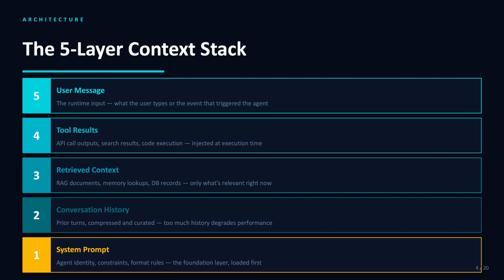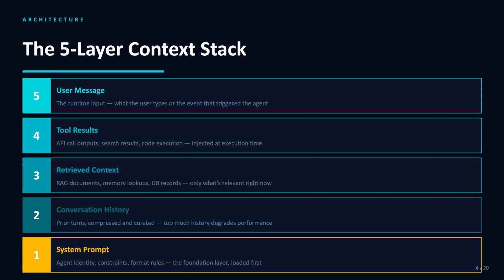The mental model I use for every AI system I design is the 5-layer context stack, shown here from top to bottom. Layer 5, user message. This is the runtime input, what the user actually types, or the event that triggered the agent. This is the layer everyone obsesses over. It is the least important of the 5.